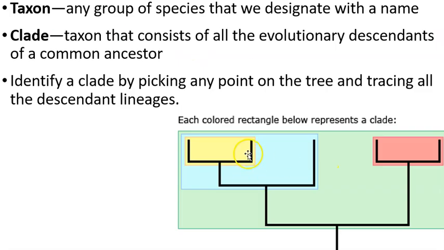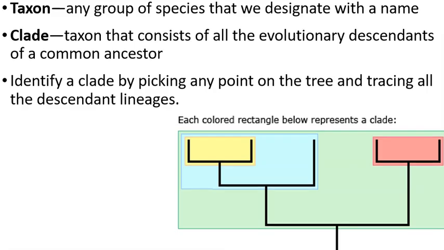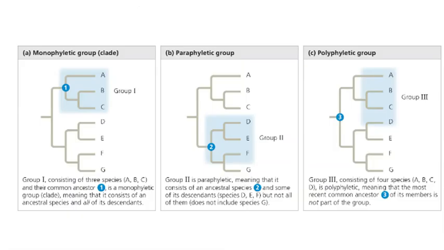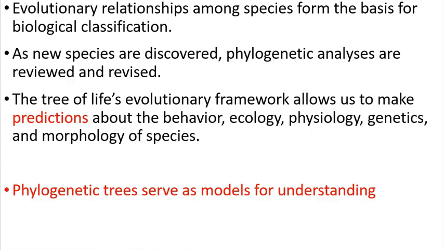What you have here, I think I gave you this picture, is that each color rectangle represents a clade. A clade is a taxon that consists of all the evolutionary descendants of a common ancestor. So common ancestor, common ancestor, common ancestor, common ancestor. A taxon is any group of species that we designate with a name. So you can see here different types of groups. I wouldn't really know these though, but here you can see mammals, amniotes, tetrapods, vertebrates, getting more and more specific as we go down the tree.